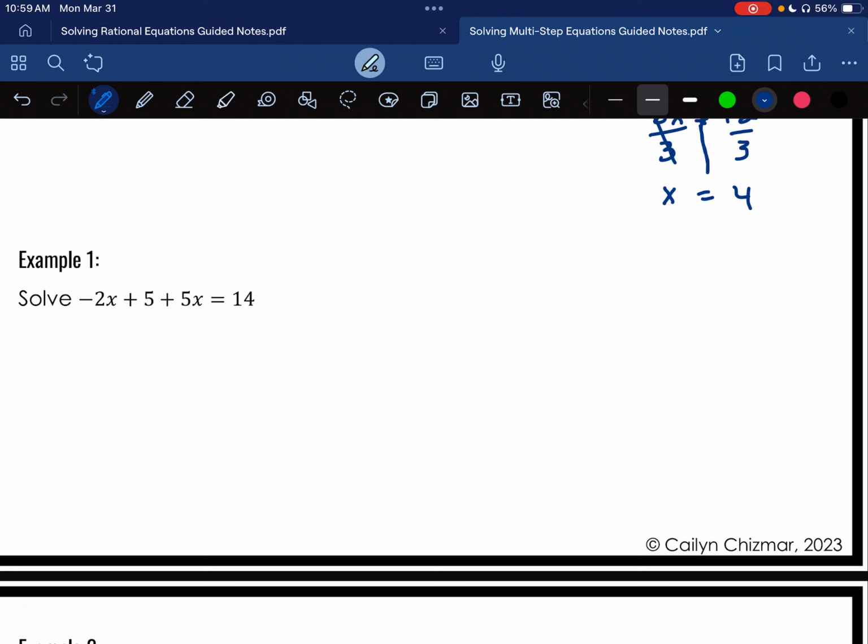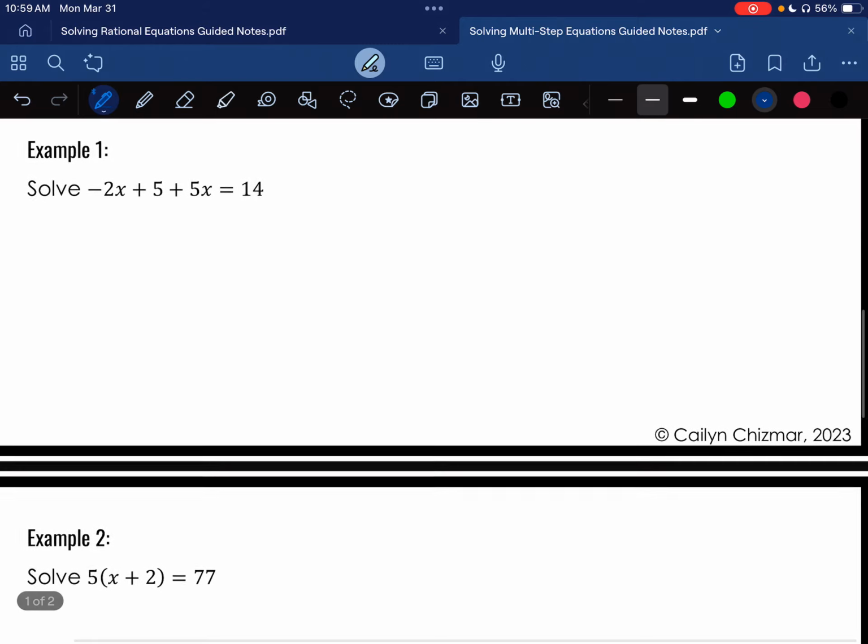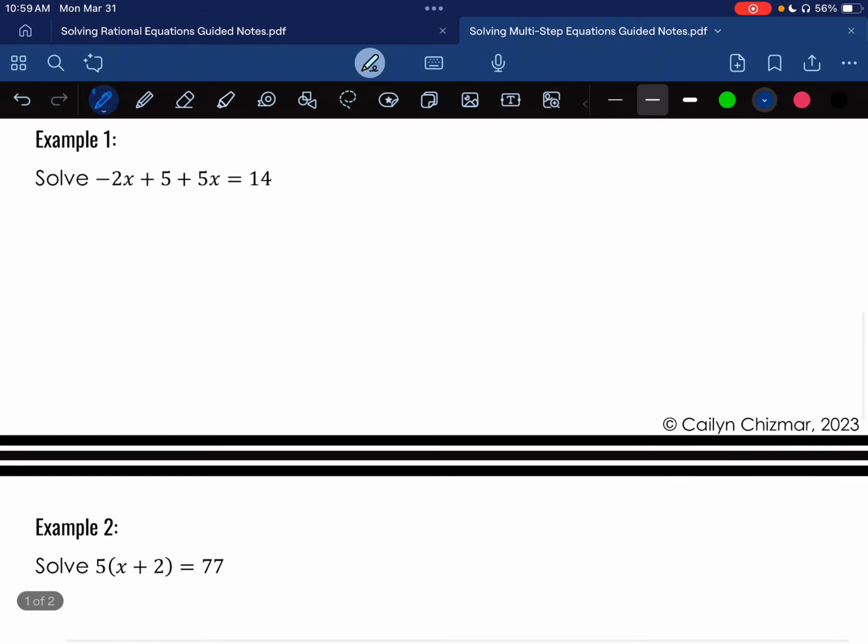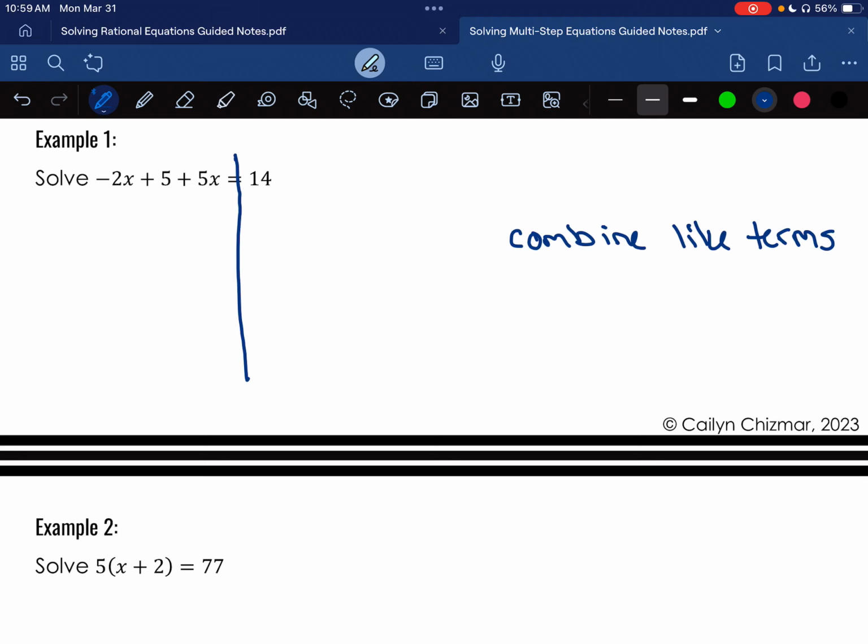All right, so let's look at our first example here of a multi-step equation. First thing that I'm going to look for is, are there any like terms that we can combine? So I'm going to look for combining some like terms. And I like to teach my students to annotate their work, where I do my work on the left-hand side, and on the right-hand side, I write in what it is that I have been doing.